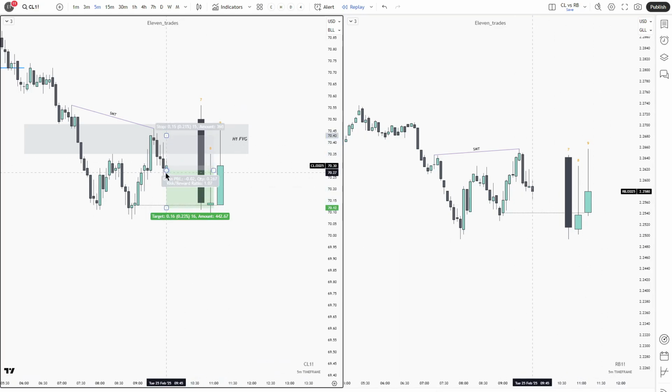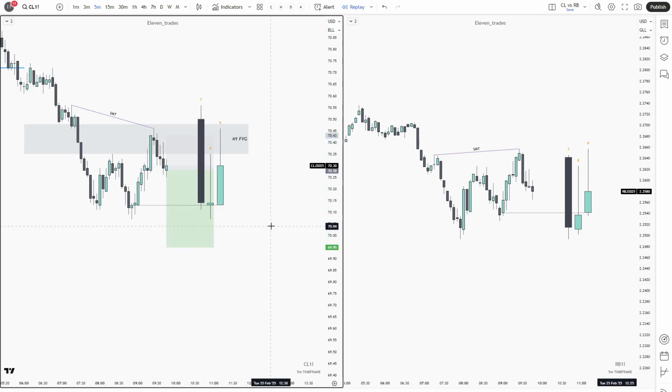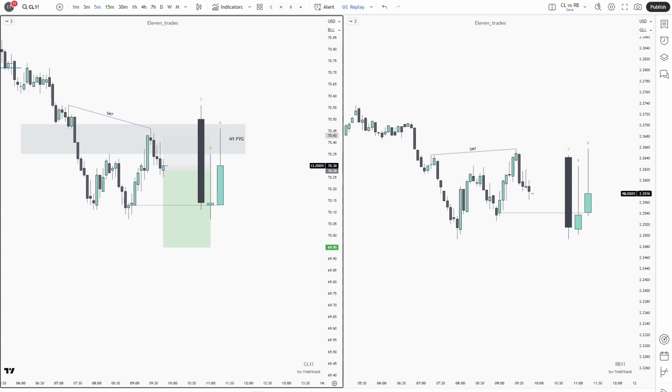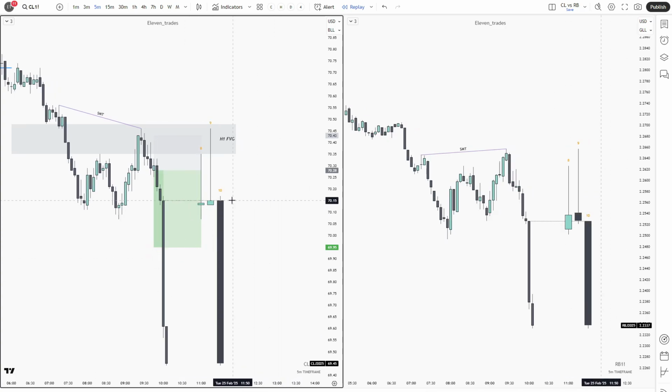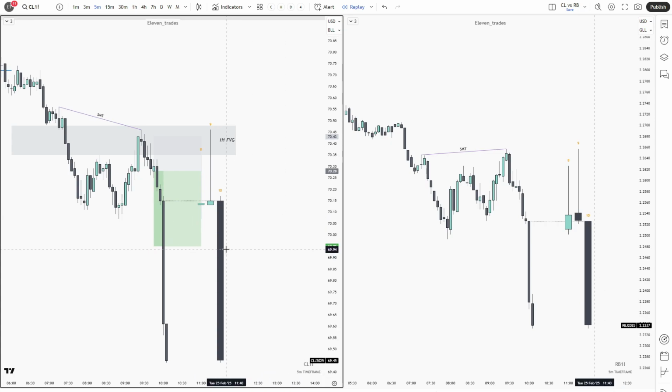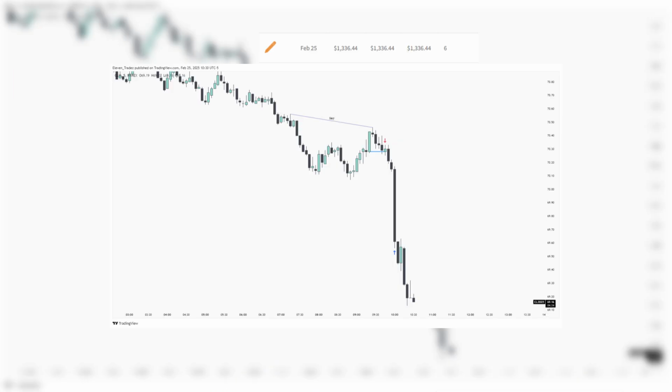I entered the next candle after the change in the state of delivery, stop loss above the body highs and targeting a strike to our objective. So with the next candle, we expanded to the downside, reaching our profit target or objective. So this was the trade breakdown. The execution will be shown on the right side.